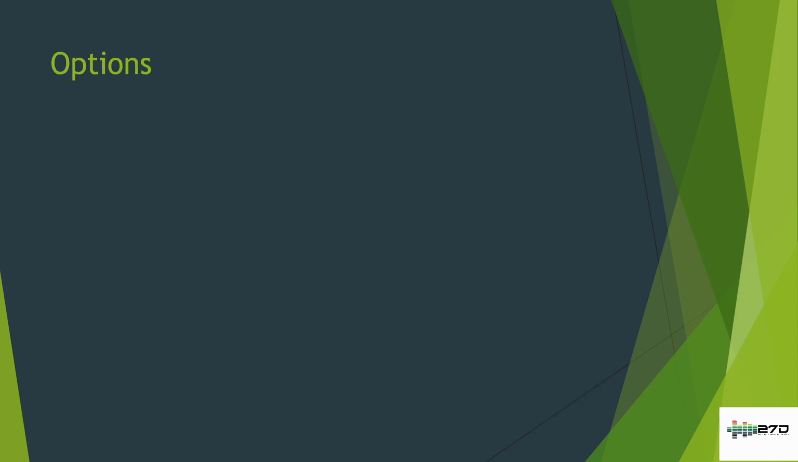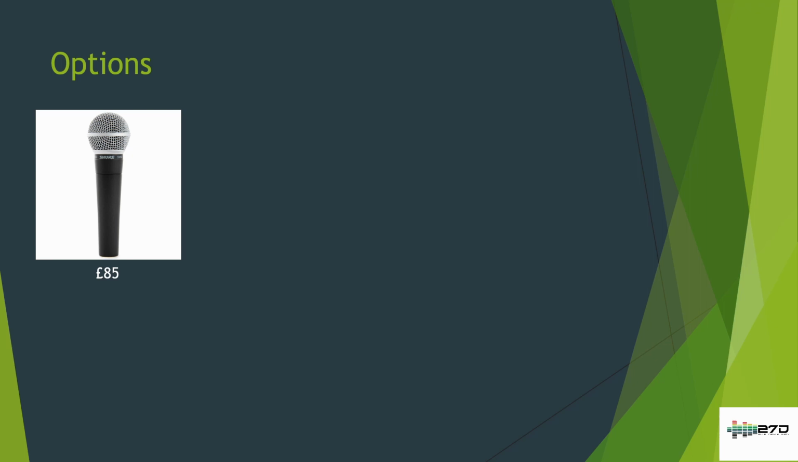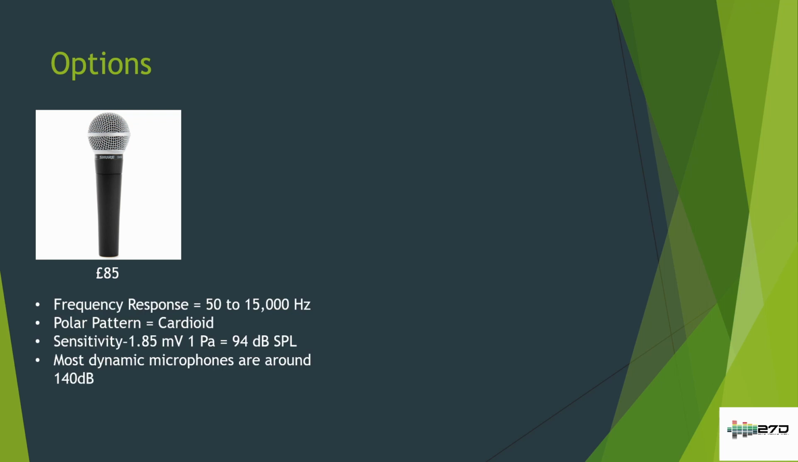Now, what are our options? We have a dynamic mic, 85 quid-ish. You get them second hand all the time, they last forever, they're great. Frequency response of 50 Hz to 15k. The polar pattern's what we call cardioid, I suppose. Oh god, that means I'll have to do another video to explain what the polar patterns do.